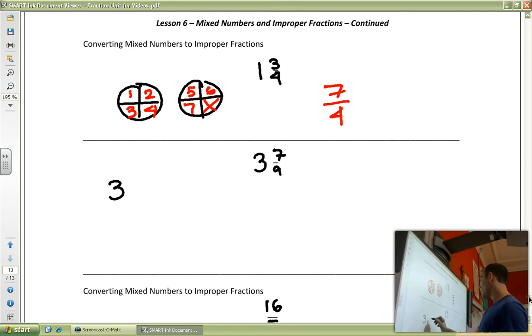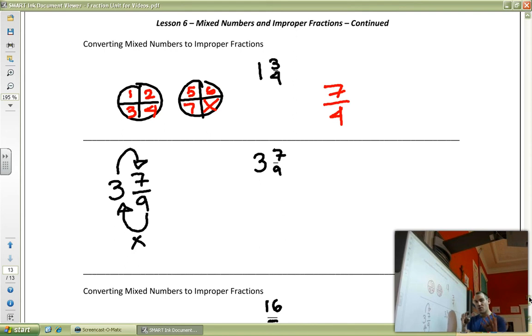Okay, we're going to have our whole number and our fraction. We're going to take our denominator, because that's how many parts there are for each one of these, and we're going to multiply. We're going to do our denominator times our whole number, and that'll give us how many parts there are in the whole numbers total, and then we need to add the numerator to it. So it's going to look like this.